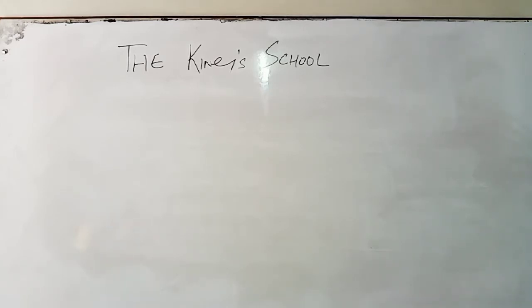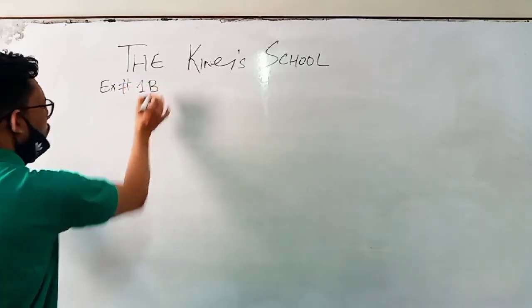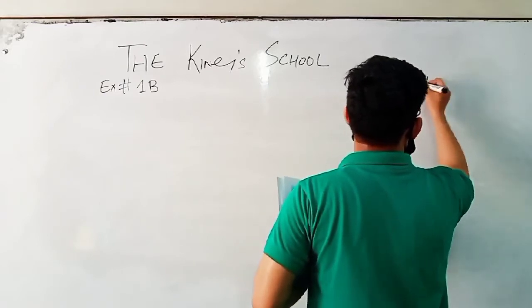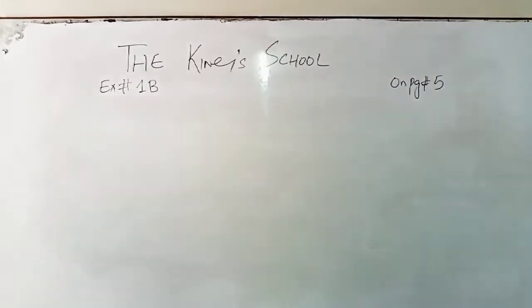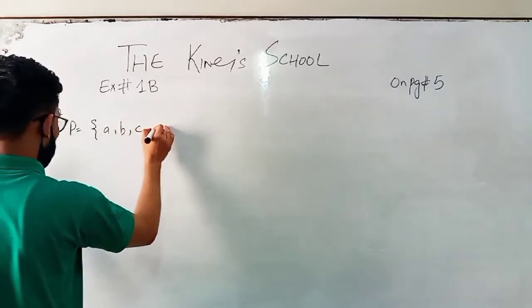Today we are going to start question number 2 of exercise 1B on page number 5. Question number 2 is, write the following sets in set builder form. The set is given in tabular form and we have to convert it into set builder form. The first one is P equal to A, B, C up to Z.